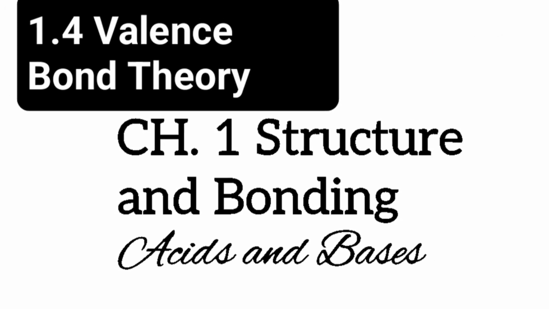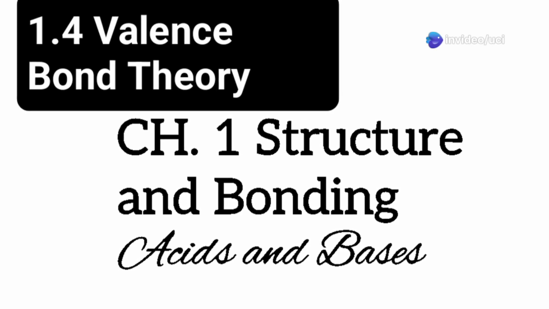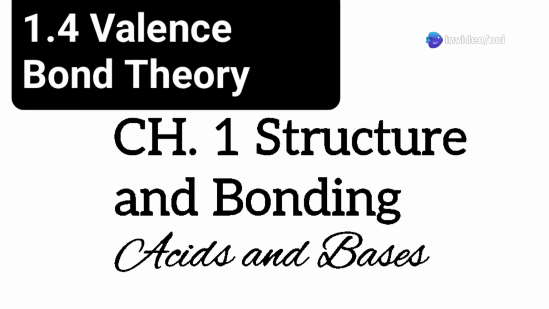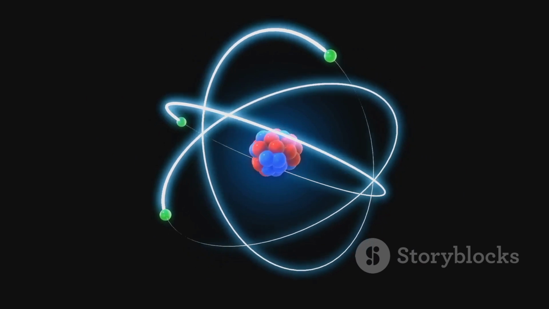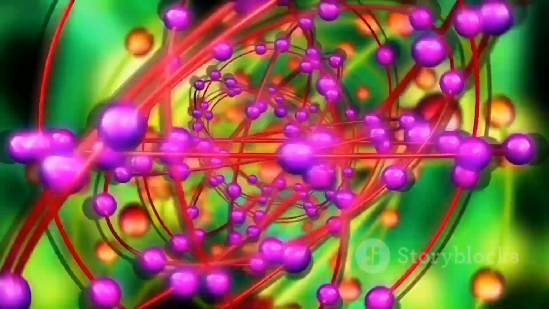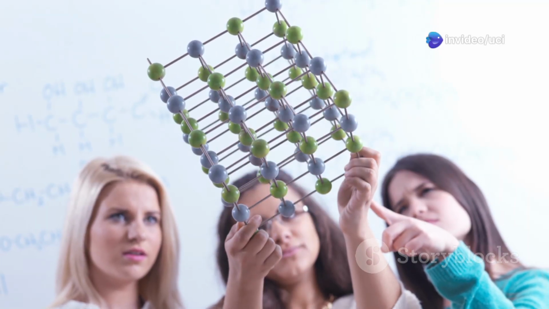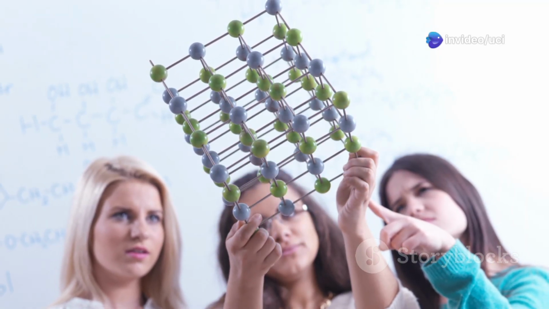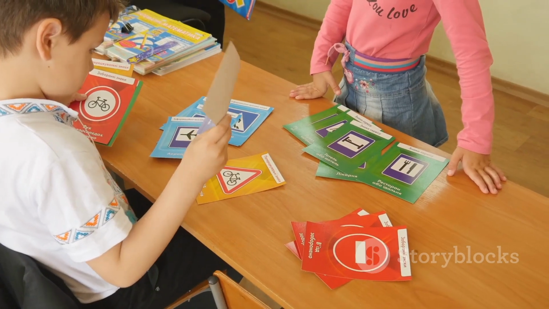Have you ever wondered how atoms stick together to form everything around us? Let's talk about it. That's where the valence bond theory comes in handy. It's like a set of rules that helps us understand how atoms form bonds and create molecules. Valence bond theory focuses on the outermost electrons of atoms, called valence electrons. These tiny particles play a crucial role in bonding. Understanding valence bond theory helps us predict the shapes of molecules, their reactivity, and many other chemical properties. Cool, right?